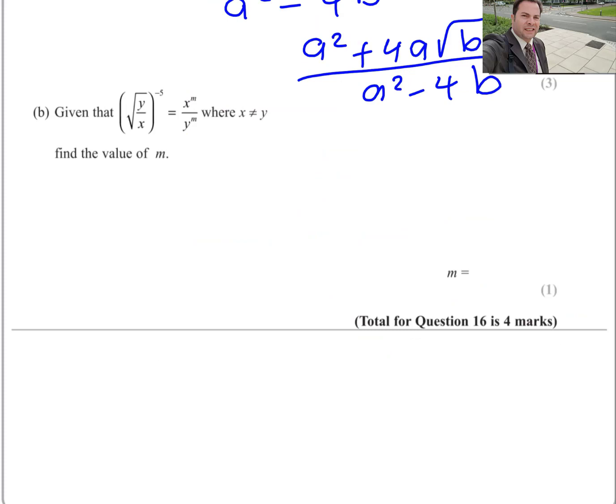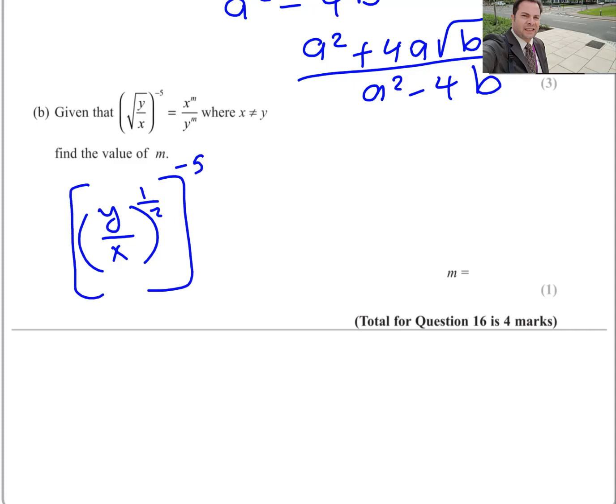Part B, given that square root of y over x all to the power of negative 5 is equal to x to the power of m over y to the power of m, where x is not equal to y, find the value of m. If we start with the left hand side, square root means to the power of half. So y over x to the power of half, all to the power of negative 5.